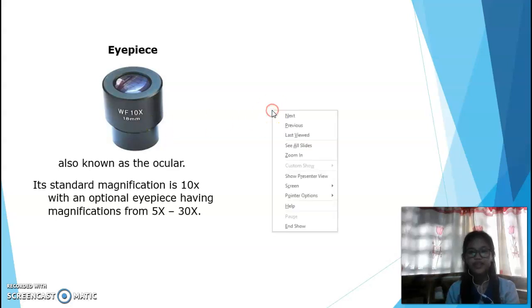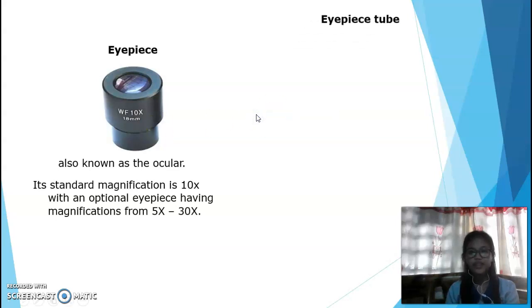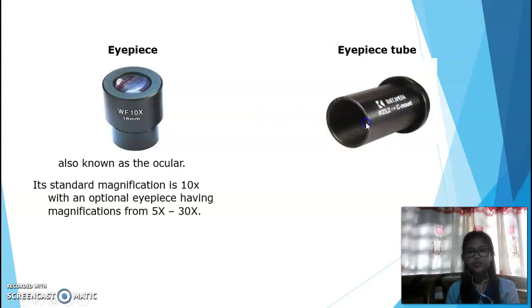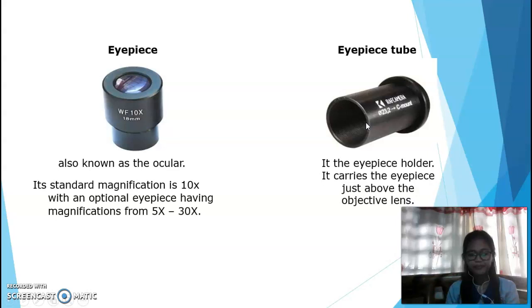The next one is the eyepiece tube. This is the eyepiece tube. In some microscopes, such as the binocular, the eyepiece tube is flexible and can be rotated for maximum visualization, for variance in the distance. In the monocular microscope, they are non-flexible.